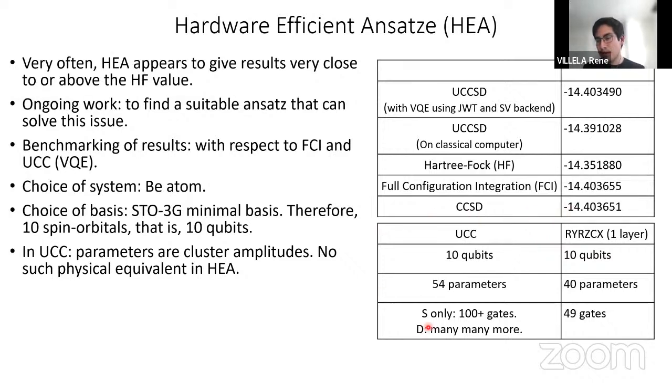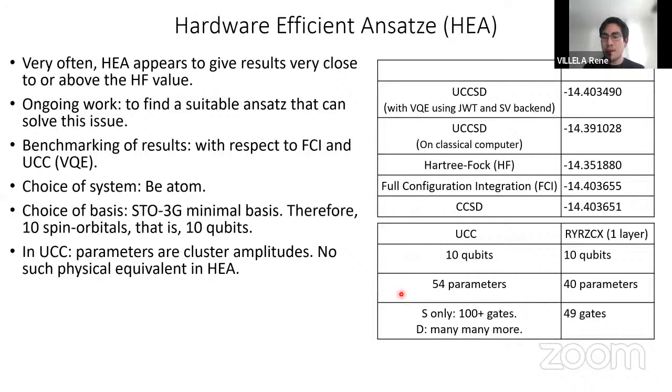And just for comparison, here you see how the situation would change if we are considering between the two ansatz. So the number of qubits is the same in both cases. However, for the unitary coupled cluster, we will have to consider 54 parameters to be optimized. For this hardware efficient ansatz, it's just 40.